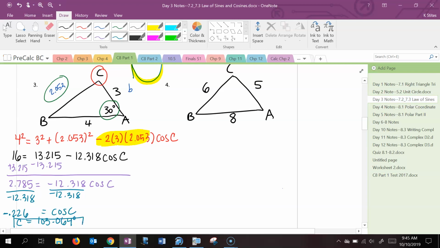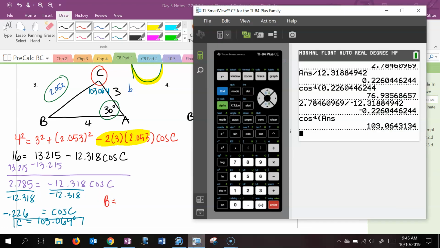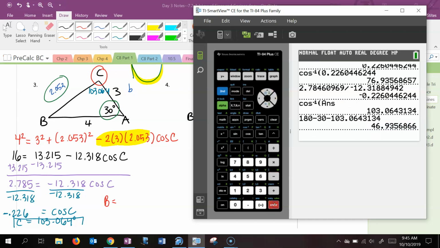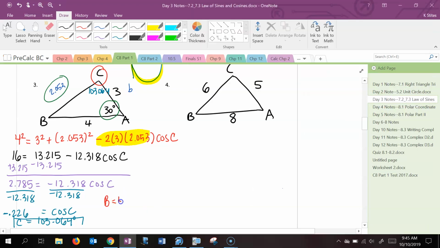And now you have two angles. To find the third one, you just need to subtract from 180. So angle B, we'll do 180 minus the 30 degrees we already had, minus this new angle right here, and you'll get 46.936 degrees. Ta-da!